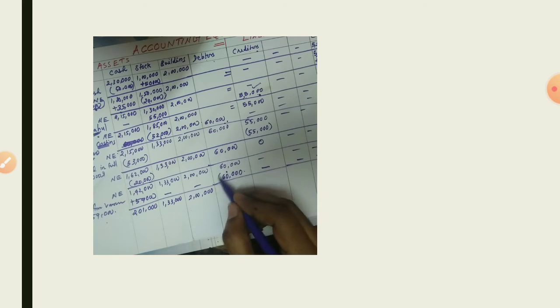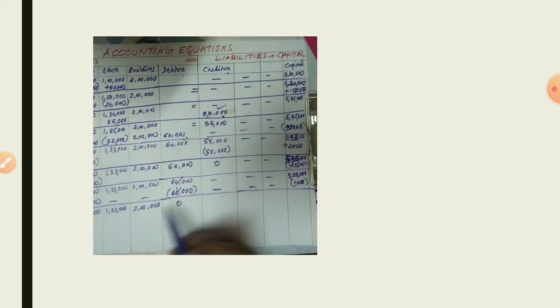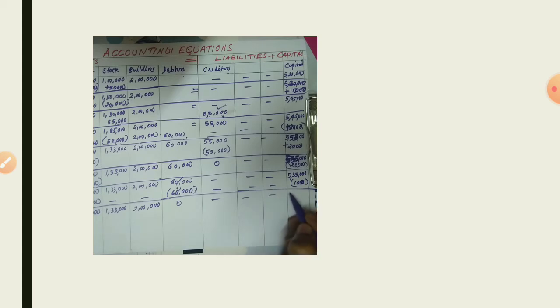So 60 minus 60 is 0. No debtors remaining. Debtors fully paid. We assumed full pay. He paid only 59, but we have taken it as 60. That is called full settlement. Now here 5,34,000. Okay, capital. So that also is over.